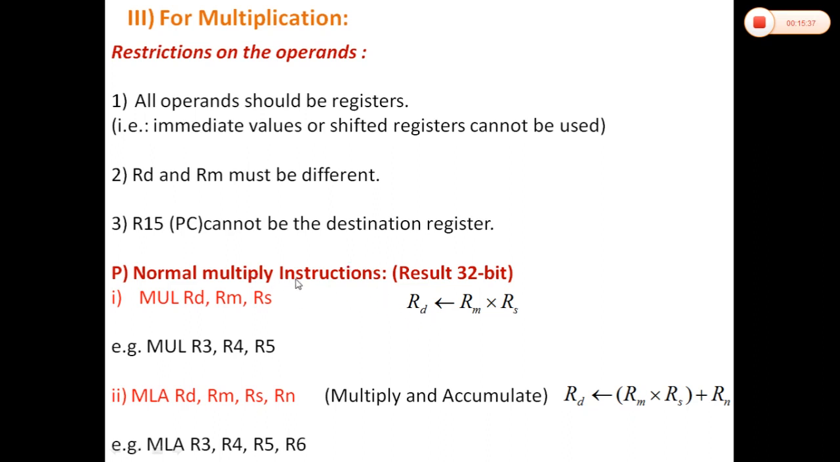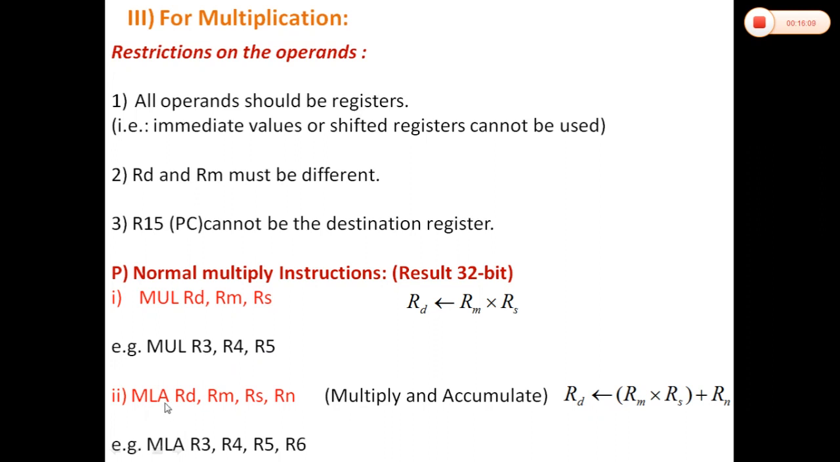It means that for this instruction, the numbers in Rm and Rs should be small enough such that the product will not exceed 32 bits. That's how these operands should be small enough. Okay, then this instruction can be used. The result should not exceed 32 bits. Okay, this is the example. R4 and R5 are multiplied and the result will be stored in R3.